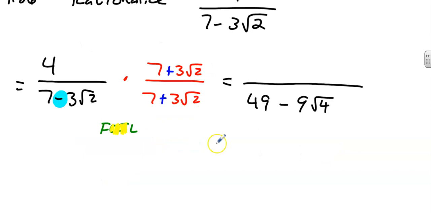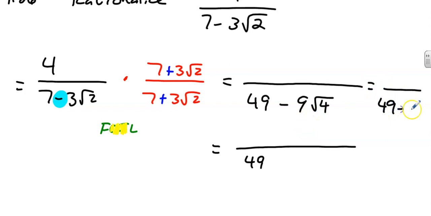Sometimes that was a little sneaky. It'll jump out at you if you're not careful. So a lot of times people go, oh, it's 3 times 3 is 9, they'll leave it square root of 2. But remember, you do have to do the outside times the outside and the inside times the inside. That leaves you with 49 minus 9 times 2.